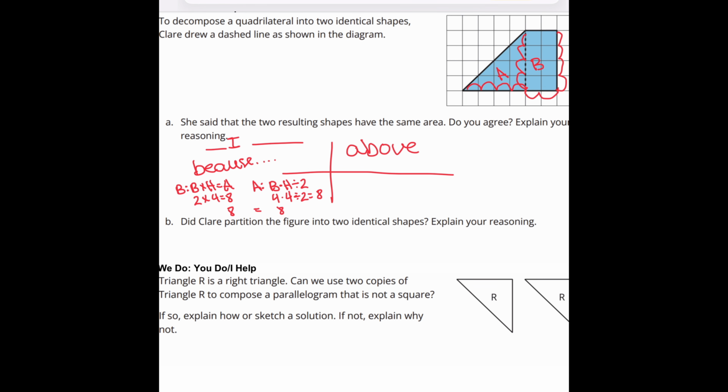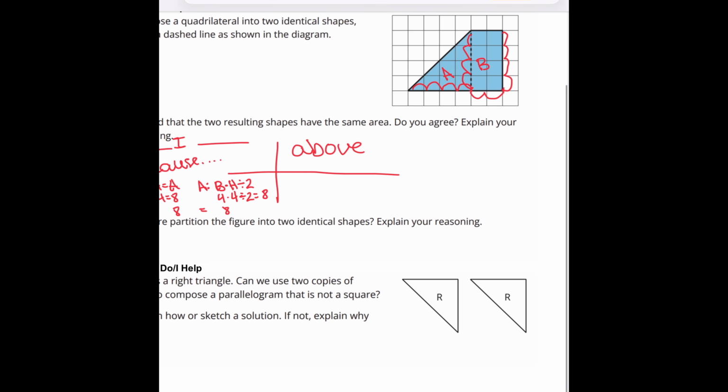All right. So I can count them if I want to. One way to check is to count. I can count this. I can go 1, 2, 3, 4, 5, 6, 7, 8. And then, so shape B equals 8. And then I can count the other side. 1, 2, 3, 4, 5, 6 whole ones, plus a half and a half is 7, plus a half and a half is 8. So shape A equals 8 when I count them.